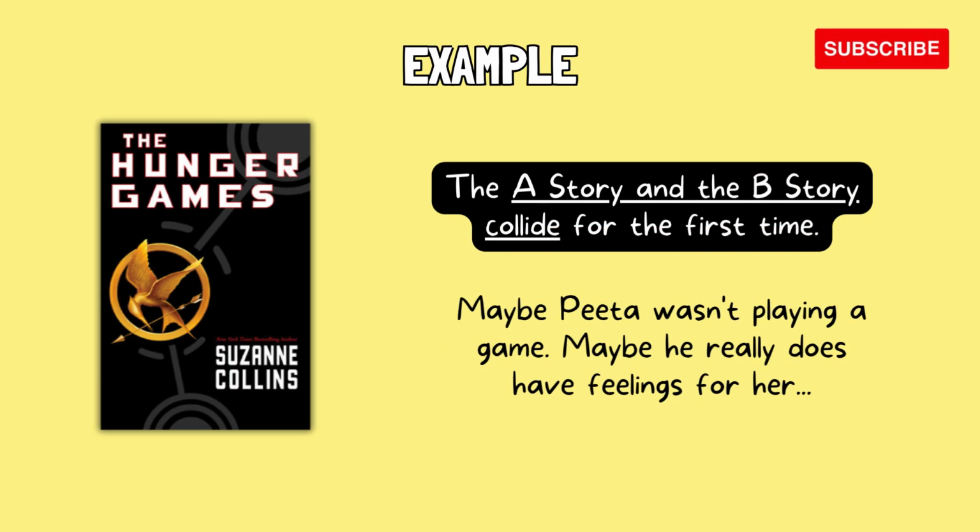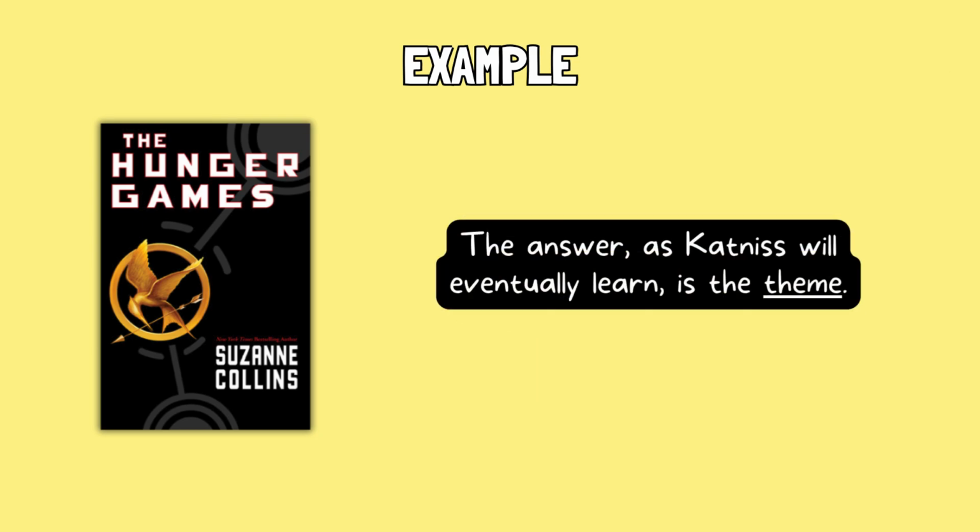The A story and the B story collide for the first time. Maybe Peeta wasn't playing a game. Maybe he really does have feelings for her. But the cruel logic of the games means they both can't win. So what's the point of that realization? The answer, as Katniss will eventually learn, is the theme.